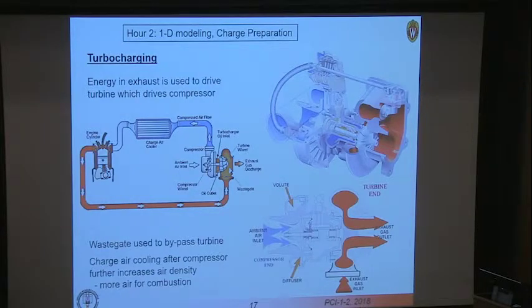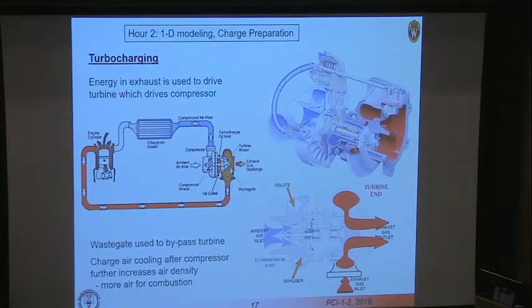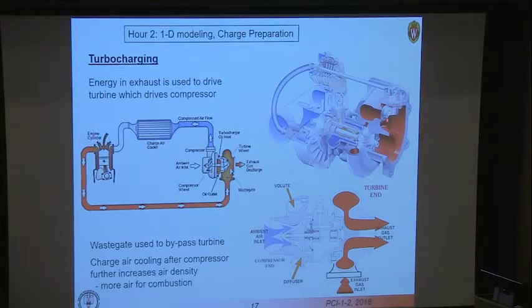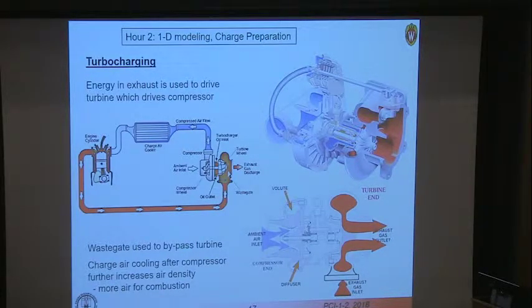These are just some pictures showing some cutaway views of turbo compressors. So here's your turbine, here's your compressor. These are the rotating vanes over here. You'll notice also there's a wastegate here, which allows you to control how much of the exhaust actually goes through the turbine. Maybe you don't need all of that exhaust energy, so you can open this valve here and bypass some of the flow.